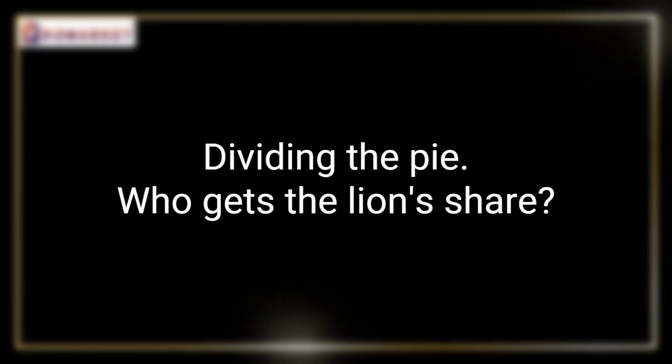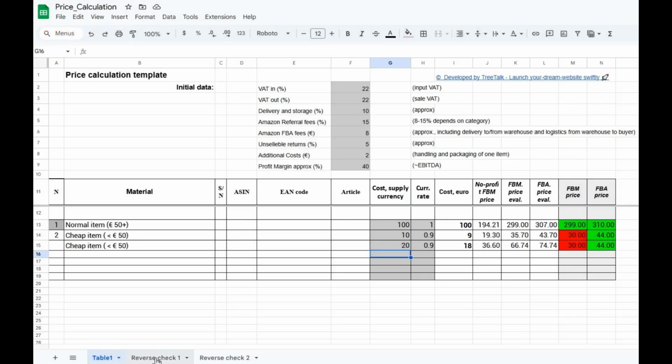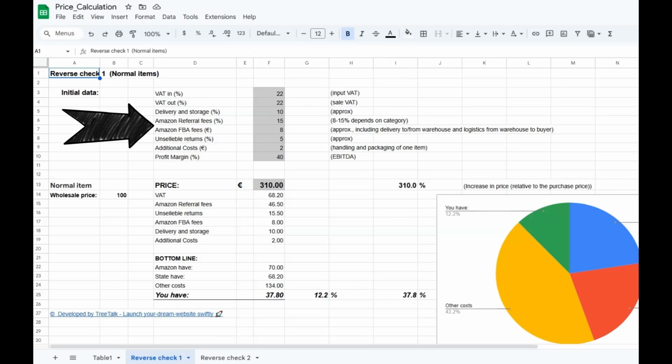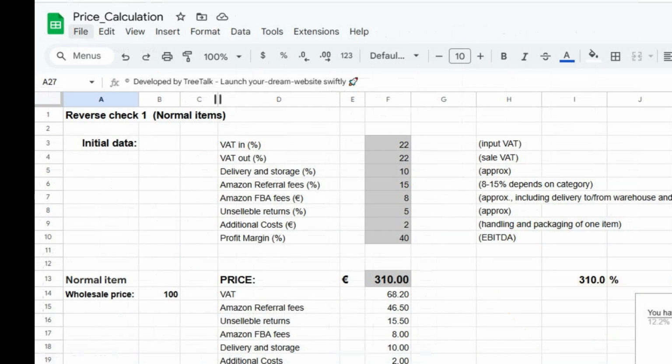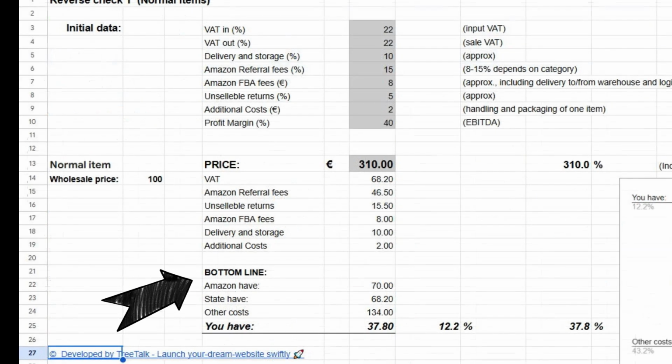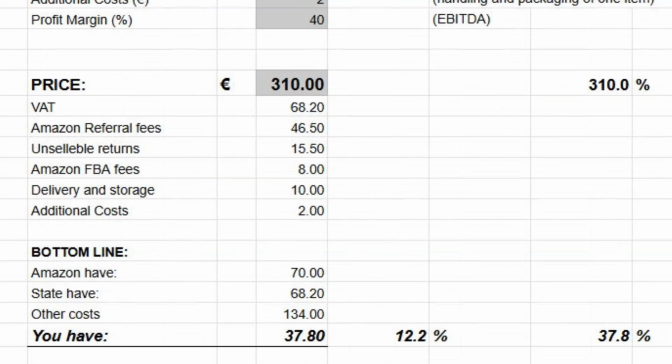To check the business model, we have 2 reverse check tabs. We transfer the values from the first table or adjusted figures to the initial data section. In the gray price field, we indicate the real selling price. And we get unit economics for your product in real money. So, when selling a product on Amazon bought for €100 for €310, you will receive about €38 of it, roughly 12%. Is there an error here?